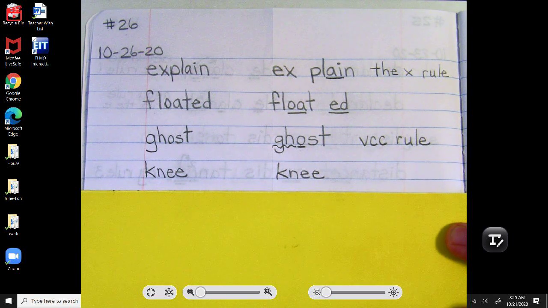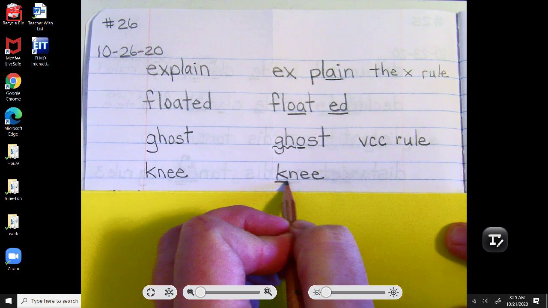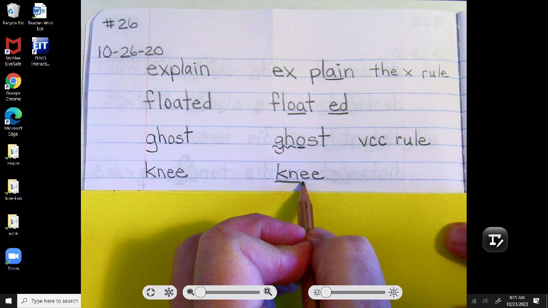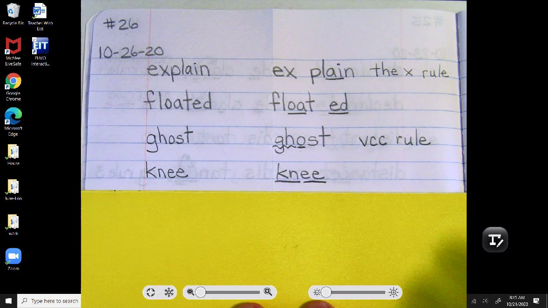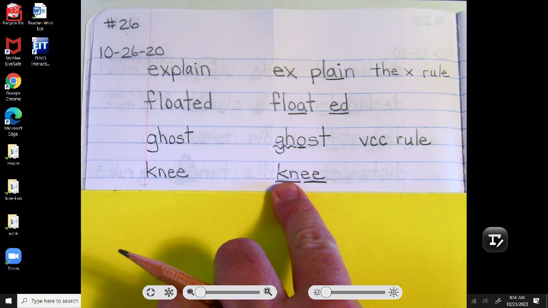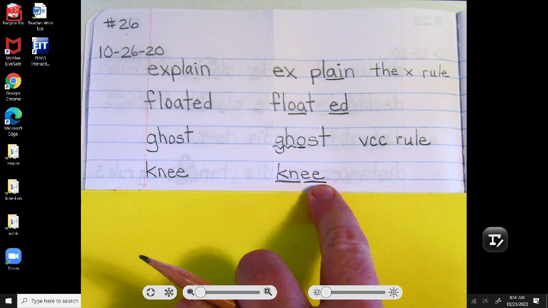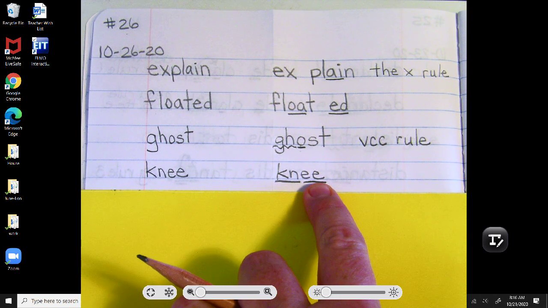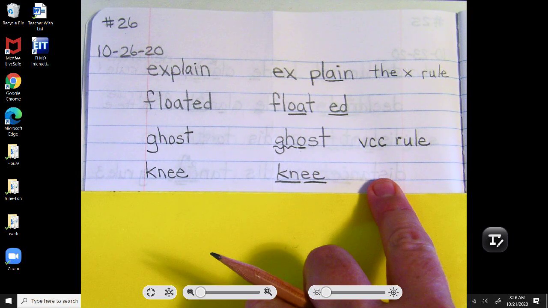It has two multiple letter phonograms. N, two-letter N, used only at the beginning of English-based words, and E always says E. So there's the neat thing that you might have noticed, right? This whole word is made up of multiple letter phonograms. N, two-letter N, used only at the beginning of English-based words, and E always says E. N, E. Knee. No rules in knee.